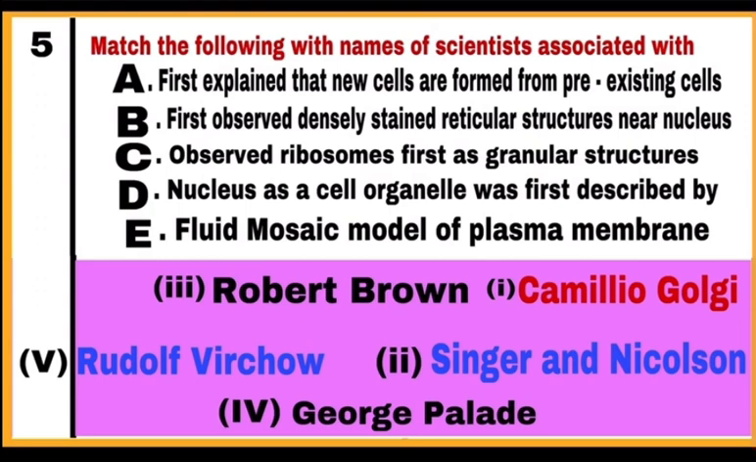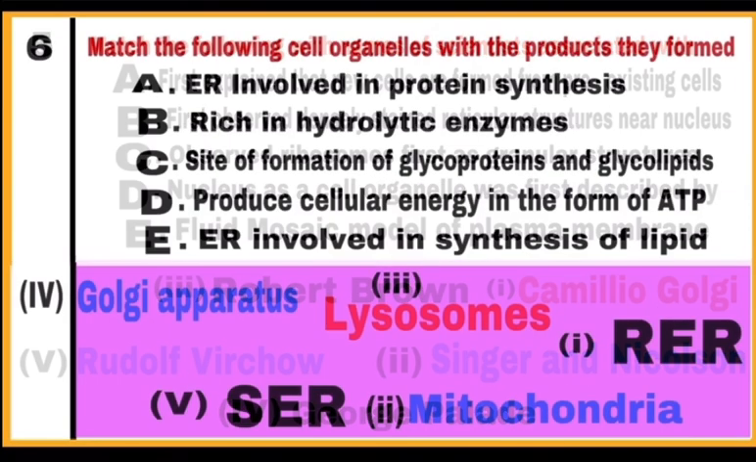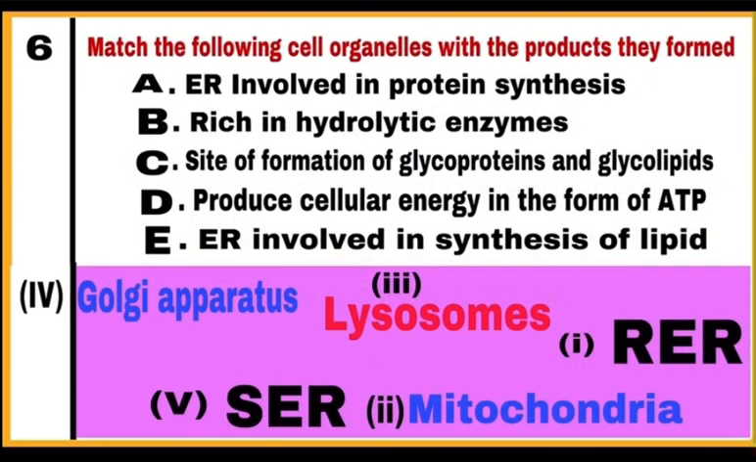E. Fluid mosaic model of plasma membrane was given by Singer and Nicholson in 1972. So here A matches with 5 Rudolf Virchow, B with 1 Camillo Golgi, C with 4 George Palade, D with 3 Robert Brown and E with 2 Singer and Nicholson. Next, match the following cell organelles with the product they formed.